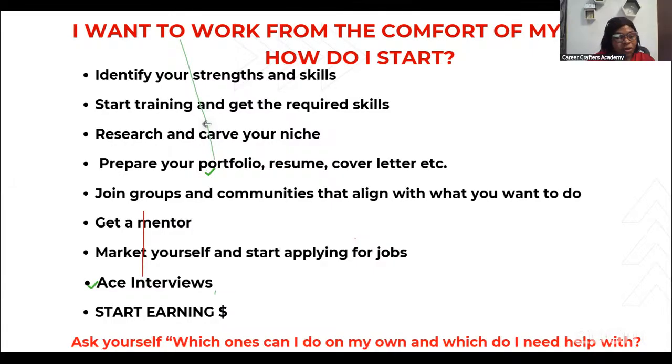Then get a mentor. Not all of us can afford to get a mentor, right? But get someone, even if it's not a mentor, it could be someone who has done this thing before, who you can always run to when there's a problem, who you can ask questions. In our community, during trainings, we have what we call an accountability partner. So you make friends, you meet people, and if there's a problem, you can ask.